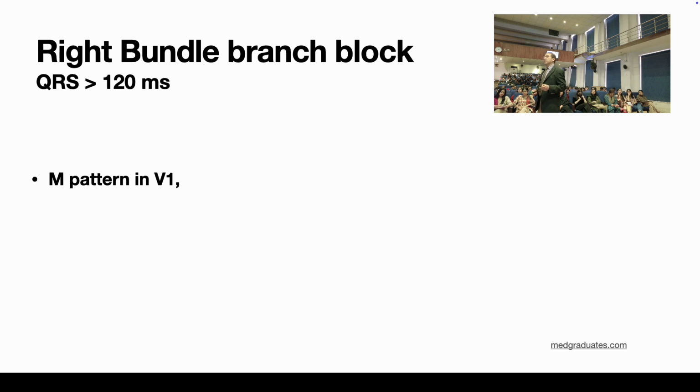There is an M pattern in V1. Chest lead V1 shows an upward deflection, an M pattern. V1 and V2 show an RSR pattern. This is the M pattern: there is an R wave, there is an S wave, then there is an R wave.